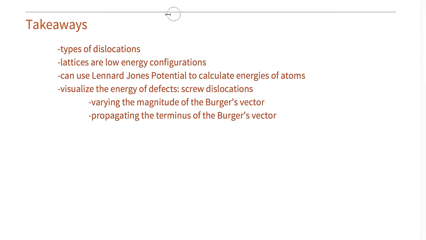So here are some takeaways. First, I went over a couple of basic types of dislocations. Then I talked about how lattices are low energy configurations. I also showed how you can use the Lennard-Jones potential to calculate energies of atoms. I then visualized the energies of defects using the Lennard-Jones potential and focused in on screw dislocations. I first varied the magnitude of the Burgers vector, and this was to show you how energy was higher around the position of the dislocations. I then showed you how a lattice changes as you move the terminus of the Burgers vector through it. I hope you've enjoyed learning about the energies of defects.